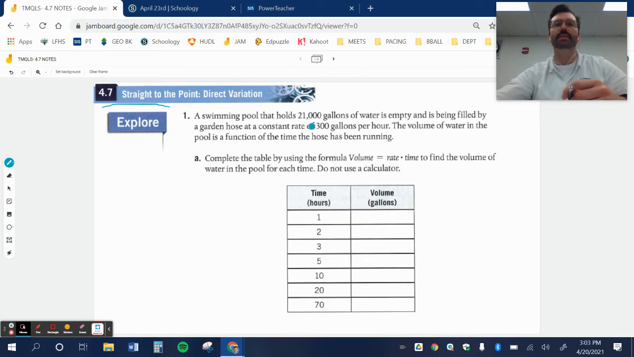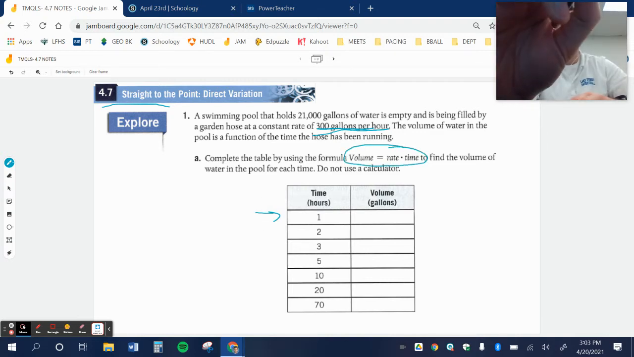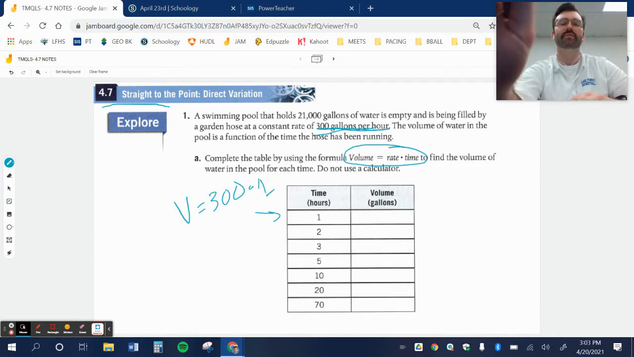So our explore today talks about a swimming pool holding 21,000 gallons that is being filled by a garden hose at 300 gallons per hour. That's a quick-filling garden hose there. The volume of the water in the pool is a function of the time that the hose has been running. So volume equals rate times time. For this first one, the volume is rate times time. Our rate is 300, and let's multiply that by 1 to find my volume, to get 300.